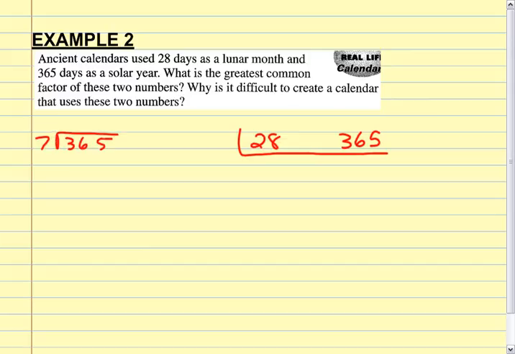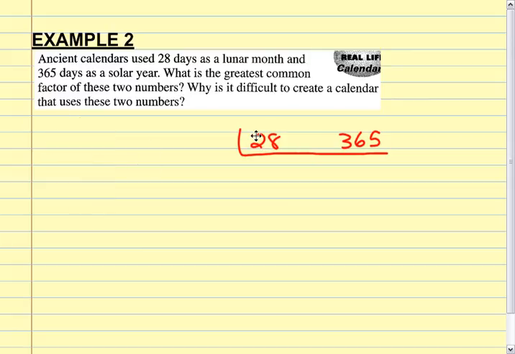7 into 36 goes 5 times. 5 times 7 is 35. Subtract, bring down. 7 into 15 goes twice. 2 times 7 is 14, and we got 1 left over. Okay, so 7 doesn't go into it, right? 52 weeks, though. All right? So 7 goes into it.